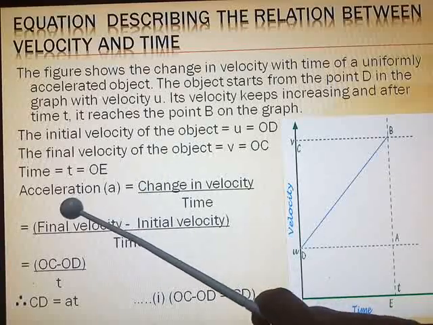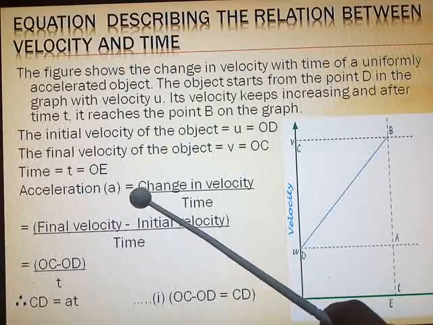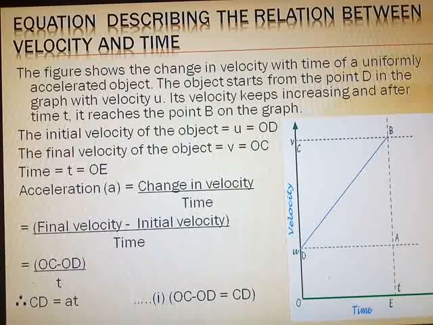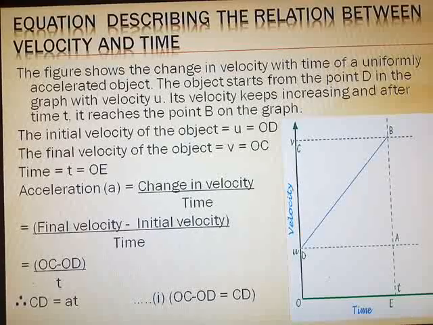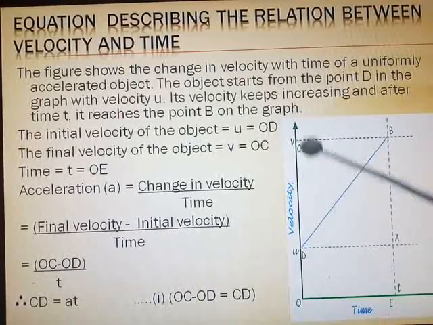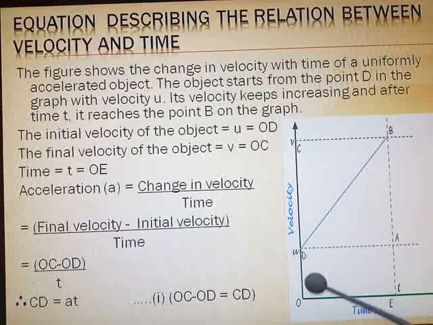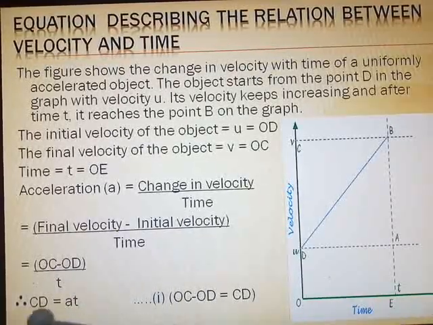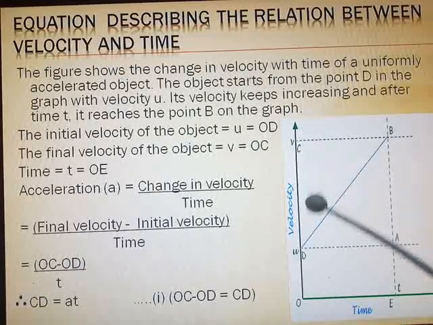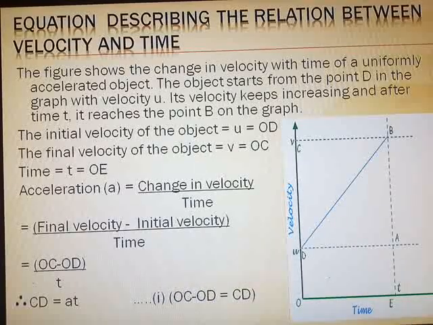So you have to apply the formula for acceleration. Acceleration a is change in velocity upon time, that is final velocity minus initial velocity upon time. Final velocity is OC, minus OD, upon time, small t. Therefore what is CD? CD will be equal to at. Why? See geometry. OC minus OD is equal to CD. So CD will be equal to at.